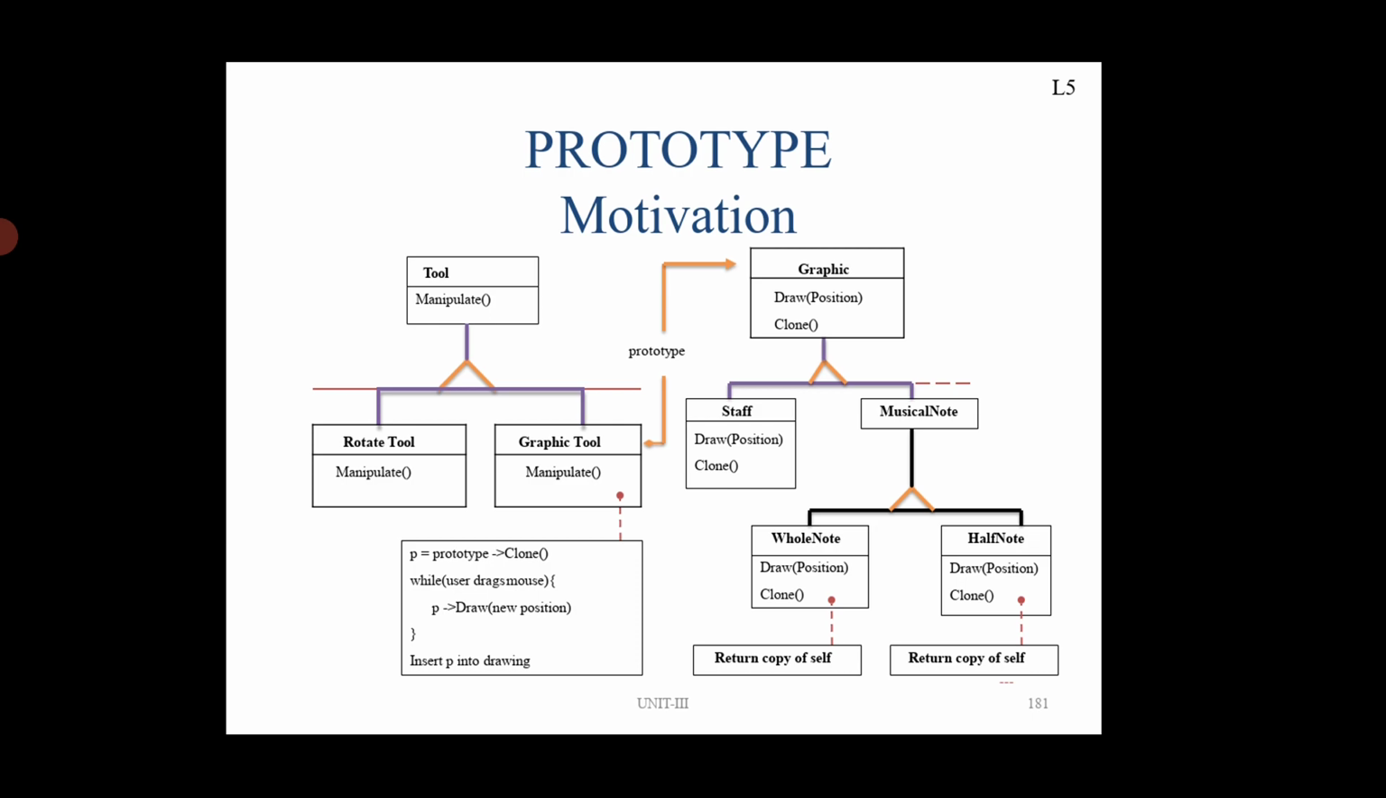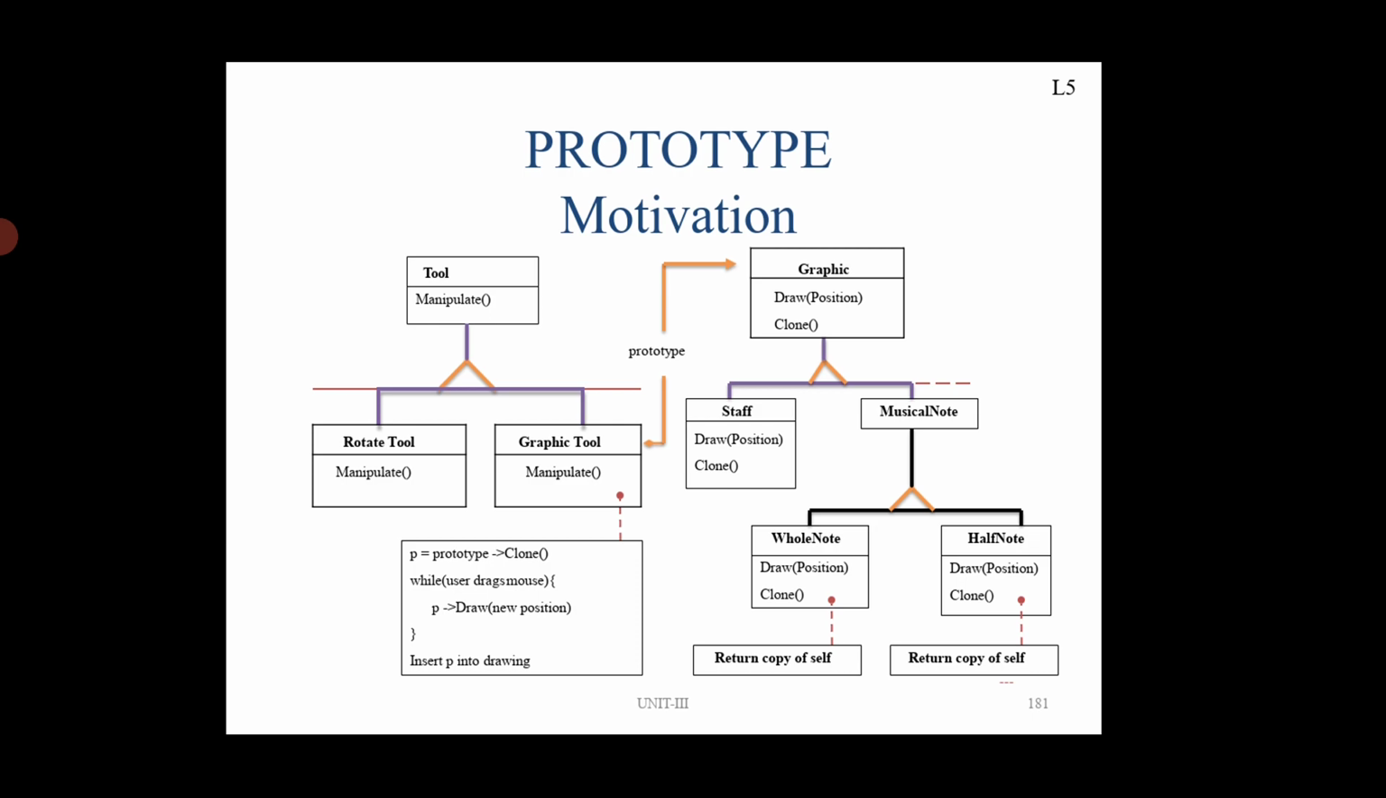If all graphic subclasses support a clone operation, then the graphic tool can clone any kind of graphic. So in our music editor, each tool for creating a music object is an instance of a graphic tool that is initialized with a different prototype. Each graphic tool instance will produce a music object just by copying its prototype, and we add the clone to the score.